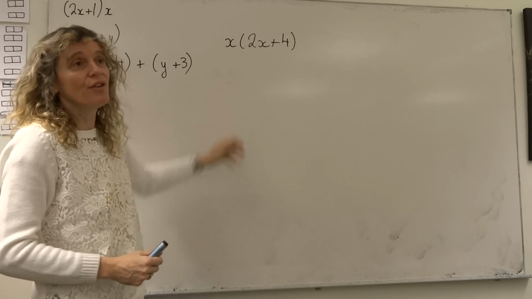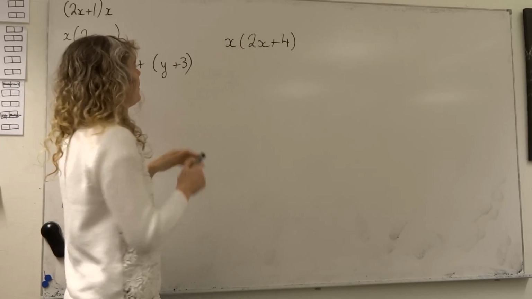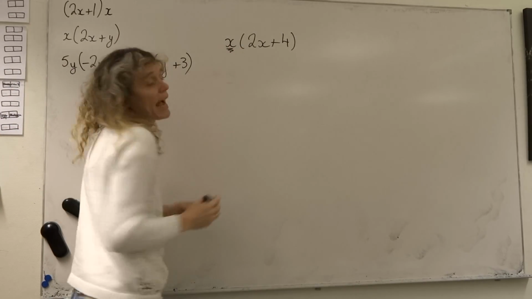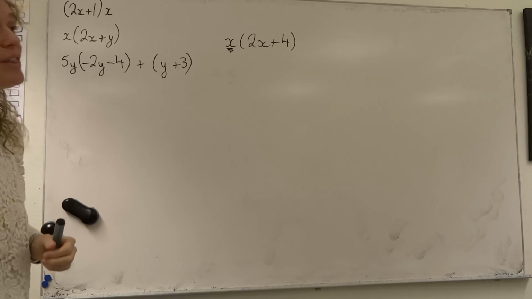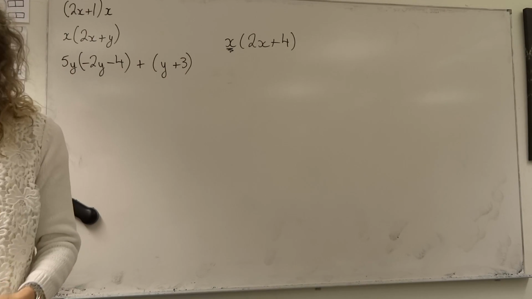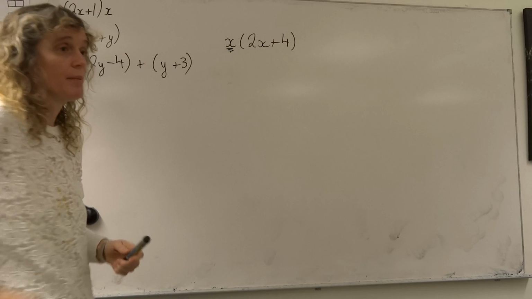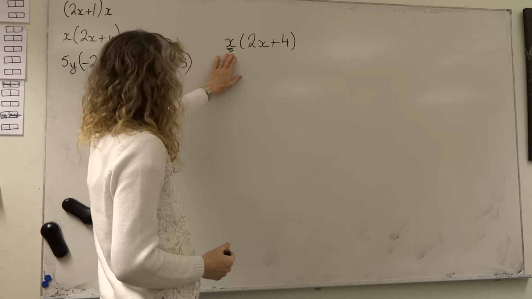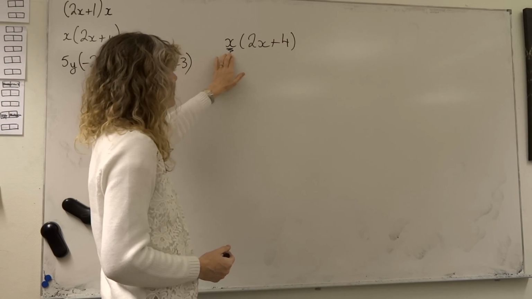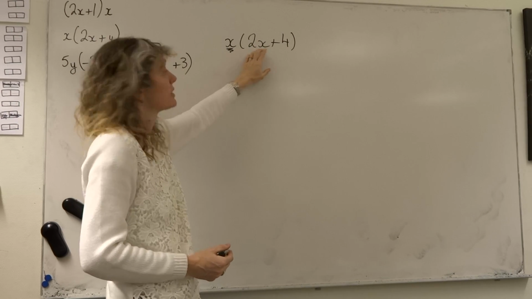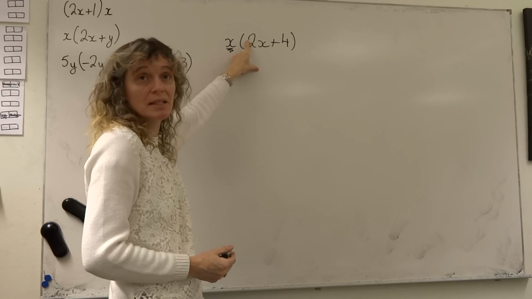Simplifying brackets, the first thing you have to do is think that this x here has to be multiplied by everything that's inside the bracket. And you do it one step at a time. So the first step you have to do here is multiply this x by the plus 2x. There's no sign in the front there, so that means it's a plus.